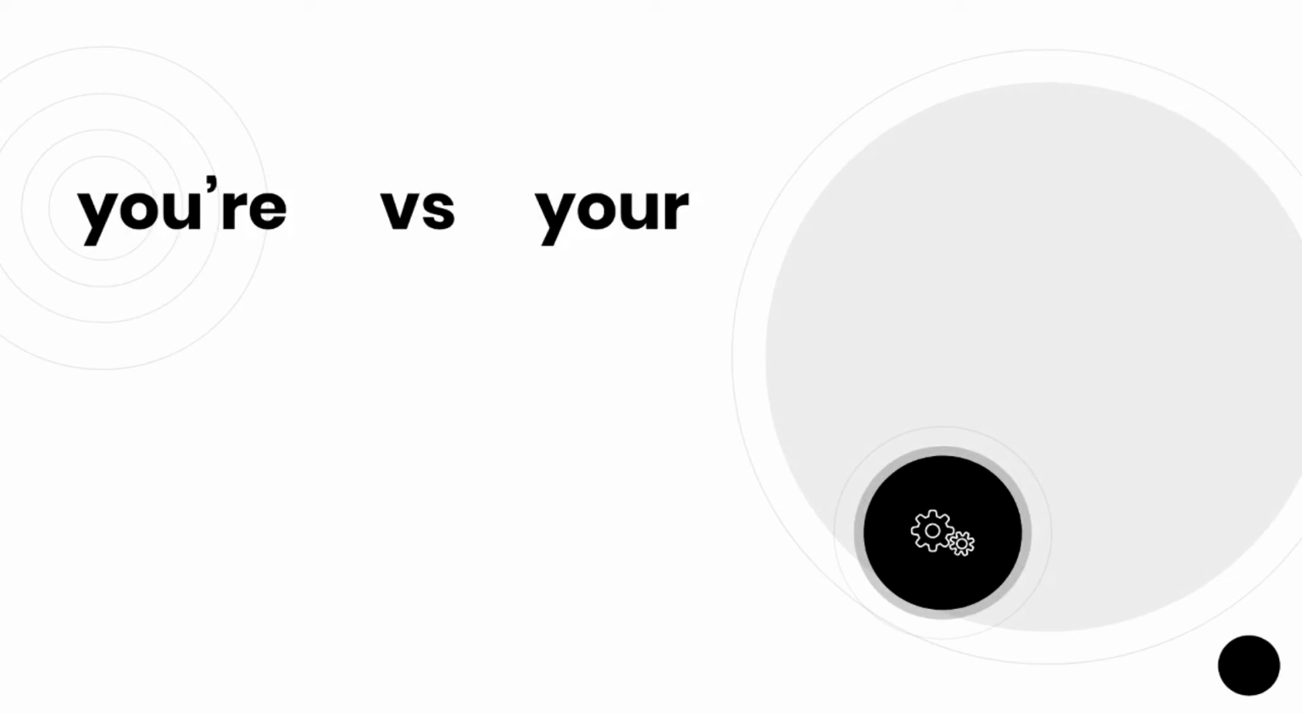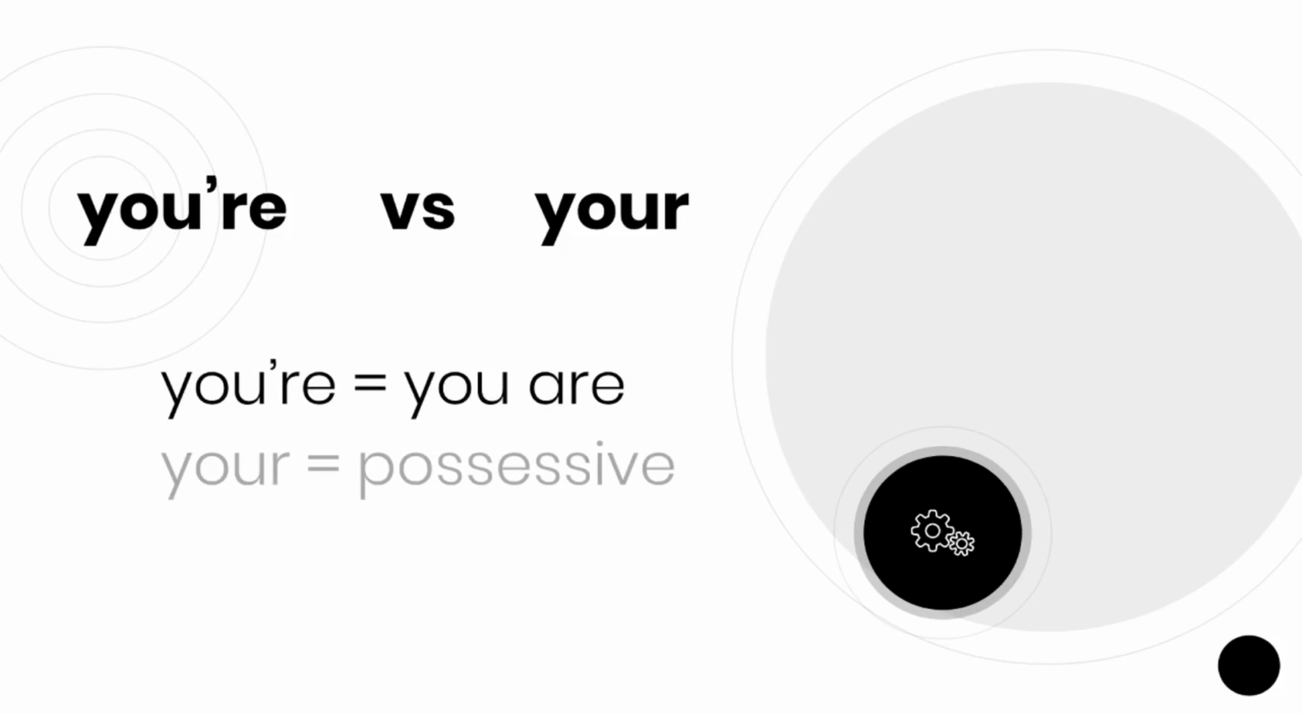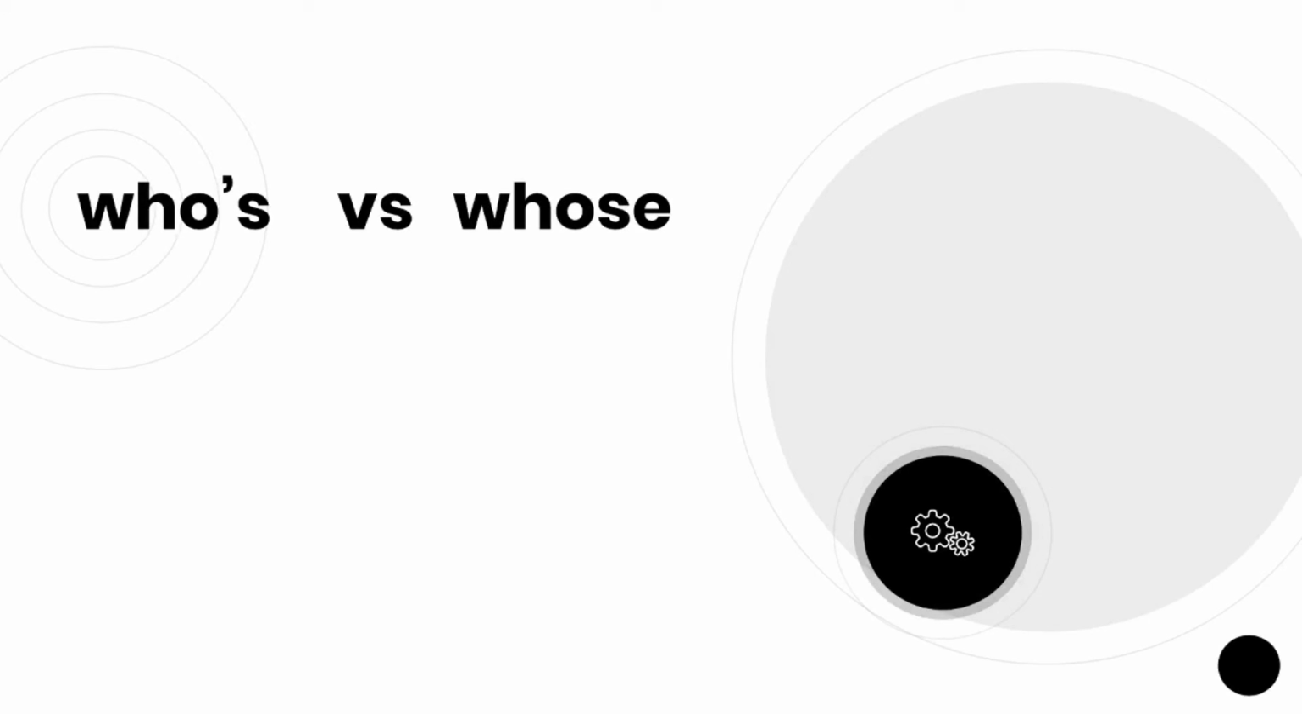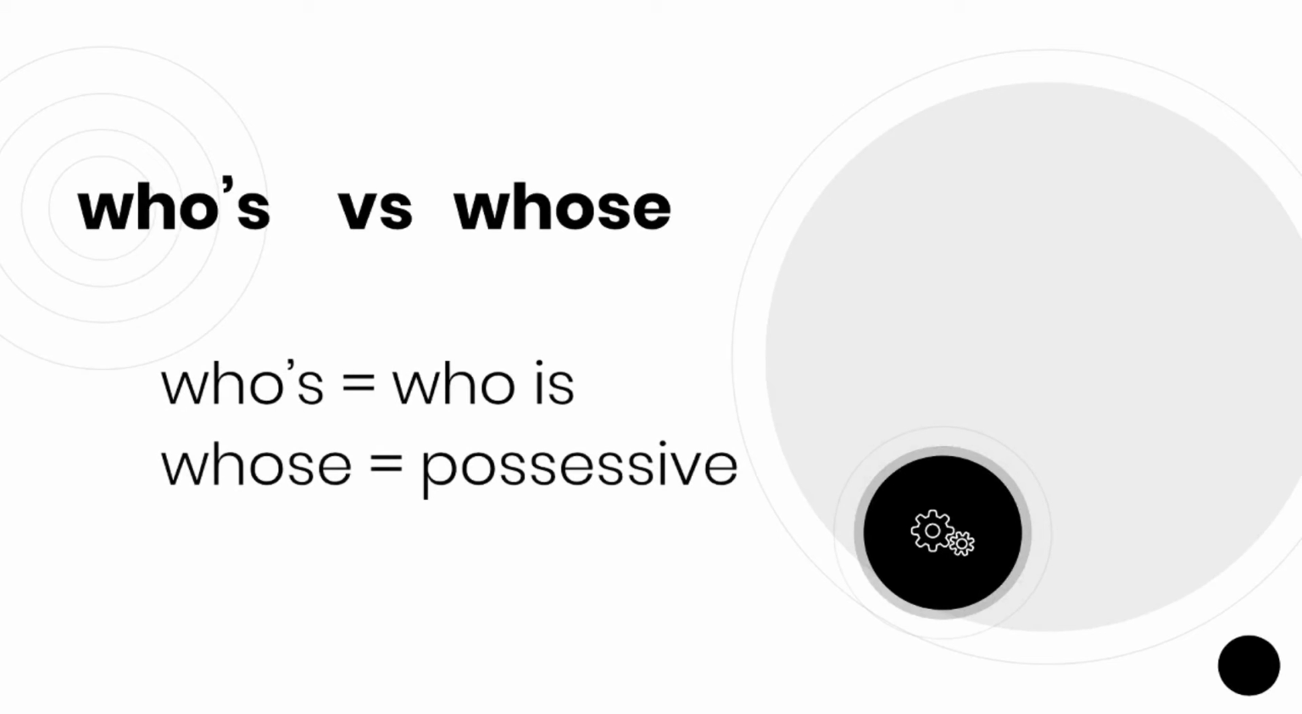When you have you're and your, don't get confused, very simple. The apostrophe is a contraction, you are, and without the apostrophe it's possessive. Same thing goes with who's and whose. The apostrophe is who is, and without it, it is possessive.